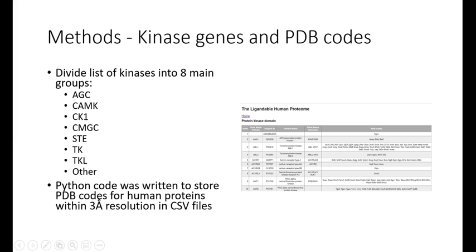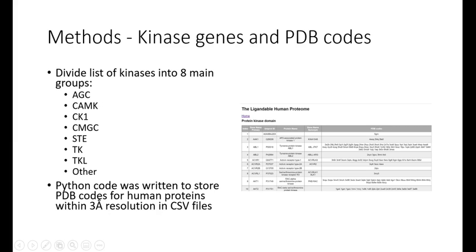The STE group contains kinases related to MAP2K, MAP3K, and MAP4K. The TK and TKL group contain tyrosine kinases and kinases that are tyrosine kinase-like, respectively. The kinases in the other group do not have enough sequence similarity to the kinases of the previously mentioned groups.